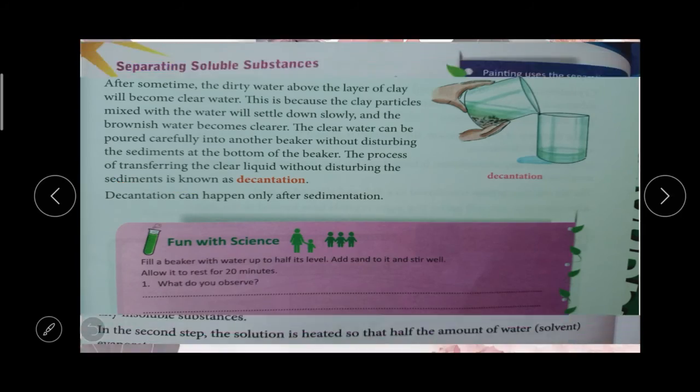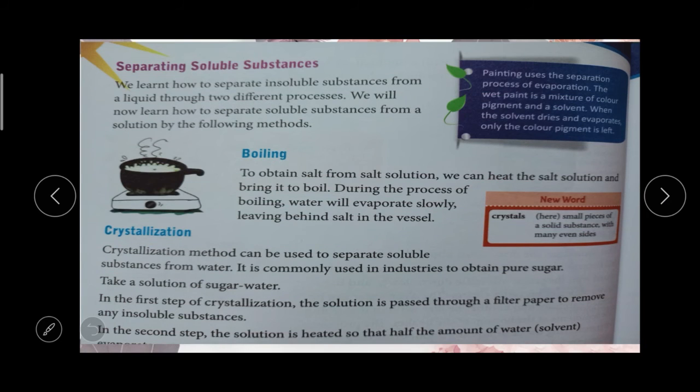Then the next one is separating soluble substances. First we learned about separating insoluble substances, then separating soluble substances. A soluble substance means it is totally dissolved in the water. How can we separate it? The first one is boiling.